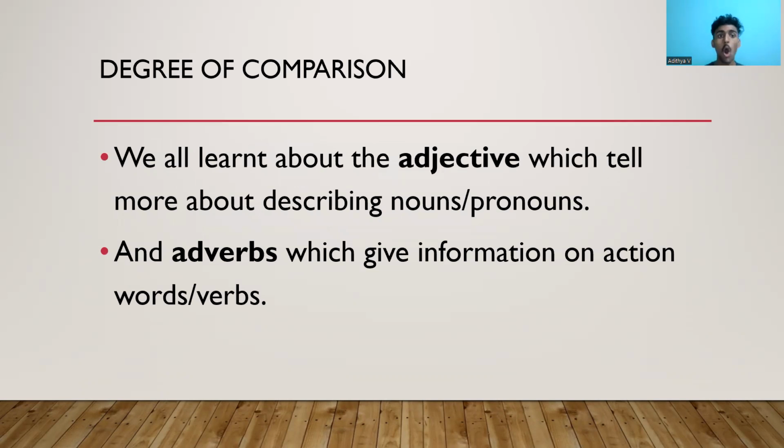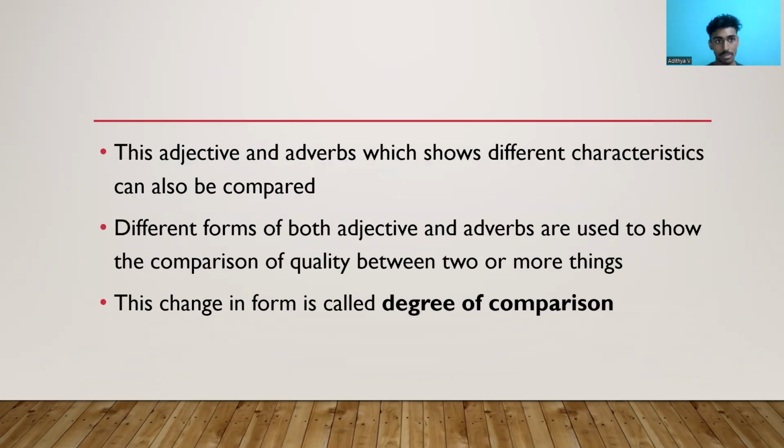If you see, we all learned about adjectives, which tell more about describing nouns or pronouns. An adverb gives information on actions, words, or verbs. These adjectives and adverbs, which show different characteristics, can also be compared. Different forms of both adjectives and adverbs are used to show the comparison of quality between two or more things. This change in form is called degrees of comparison.